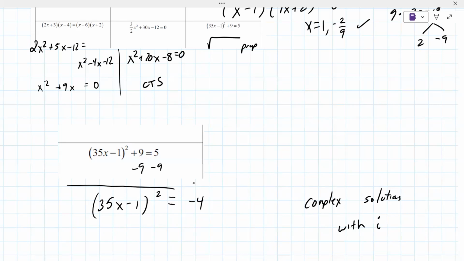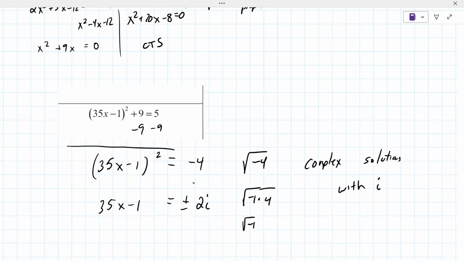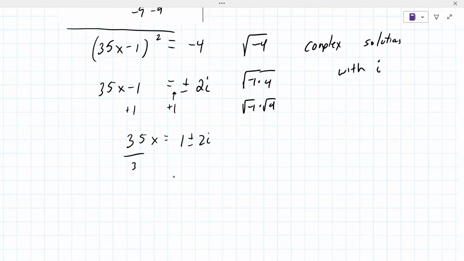Then when you take the square root, you get like 2i, plus or minus 2i. The square root of -4 is really the square root of -1 times 4, so the square root of -1 times the square root of 4. And so your answer doesn't look great. You add 1 to both sides, so it's 1 plus or minus 2i, and then you divide both sides by 35.